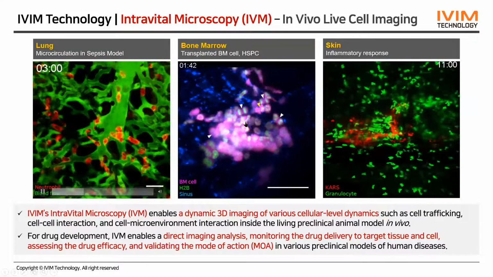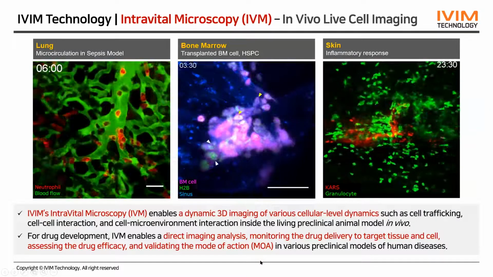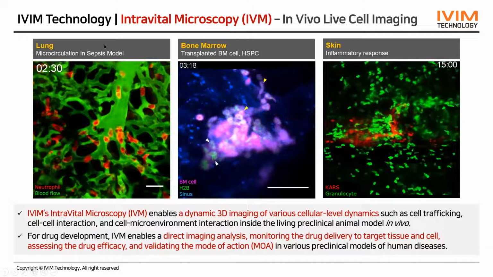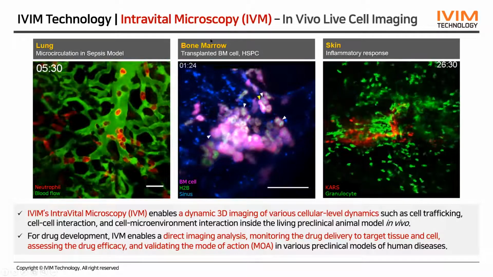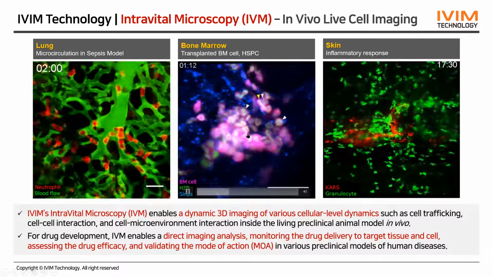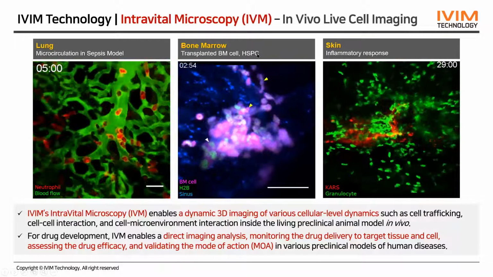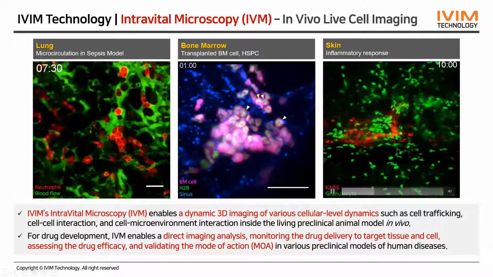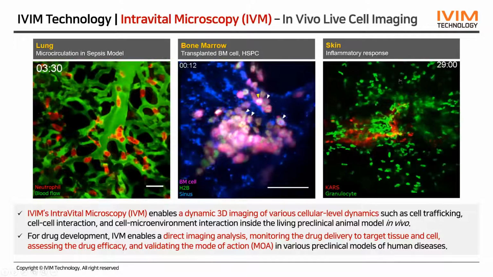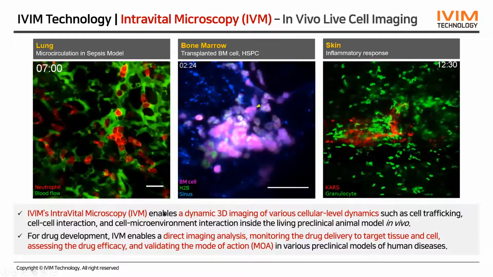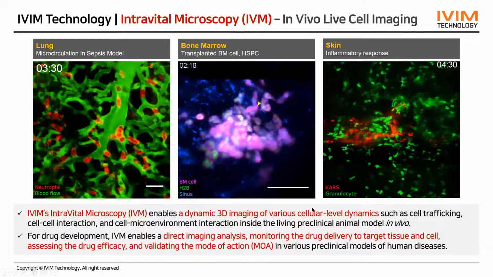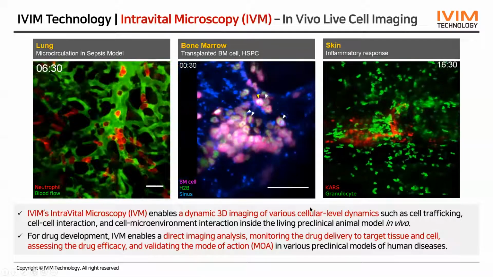These are other examples of videos obtained in vivo in live animal models. On the left side, you can see the video obtained from the lung. In the middle, you can see the video obtained from the bone marrow, showing the movement of transplanted bone marrow cells, most of them hematopoietic stem and progenitor cells. On the right side, you can see the immune cells in the skin, actually most of them granulocytes. These are examples of dynamic 3D imaging of cell migration and cell interaction in live tissue in a live animal.